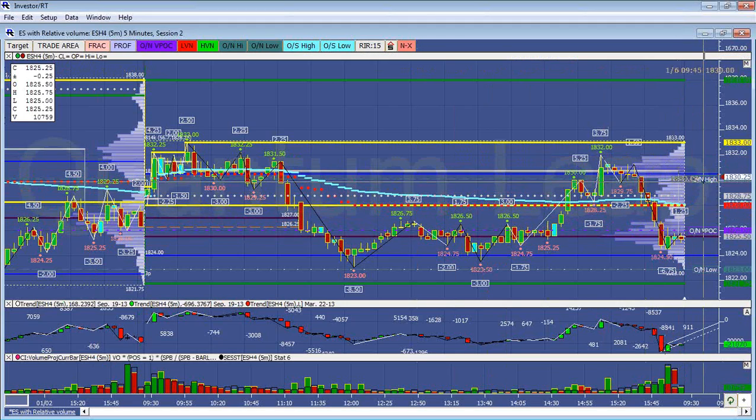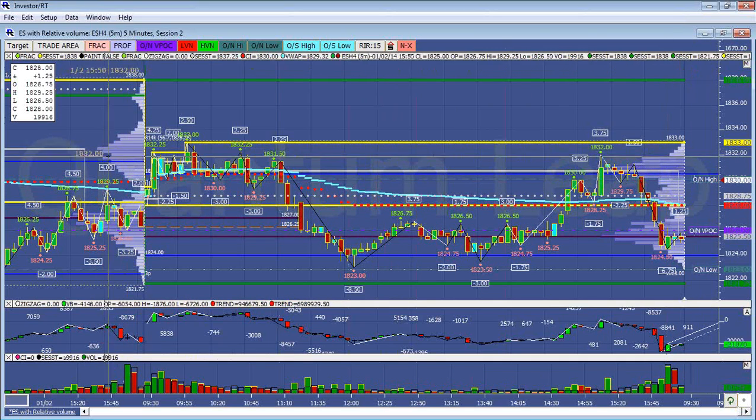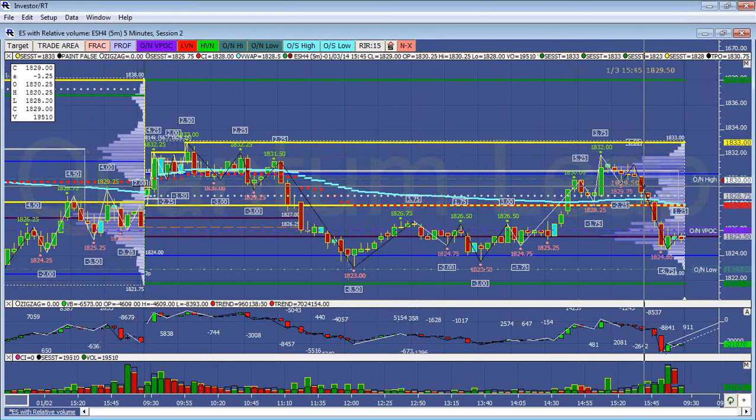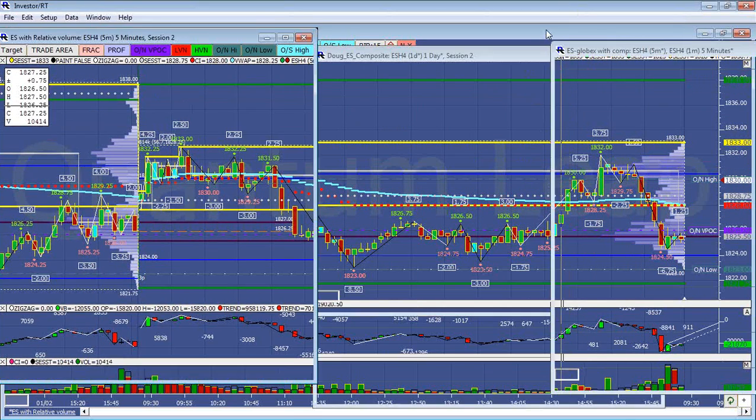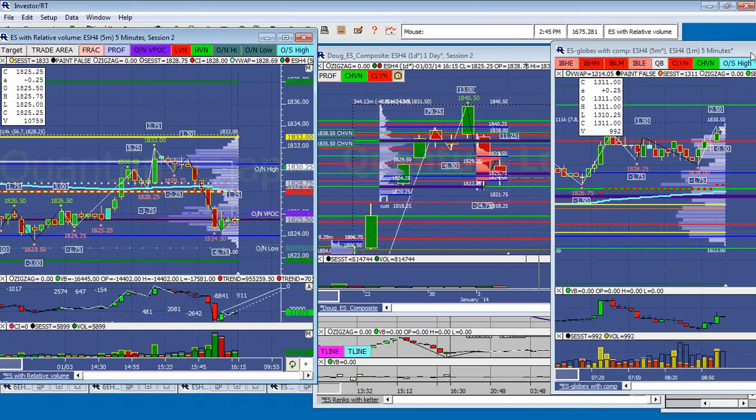So really this sets up the same way that I was looking to trade the prior day. You've got anything above 29.50, I'd be looking for a rotation up towards that. Let me just bring that up so we can see that.